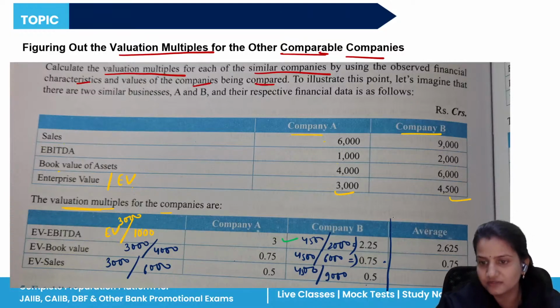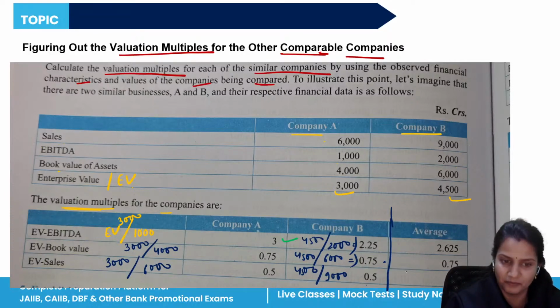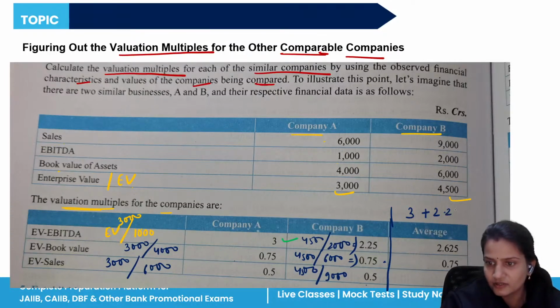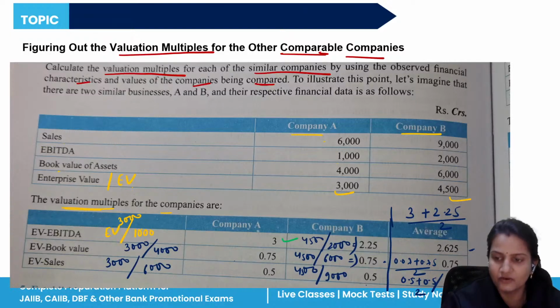Now the last step is what? How to find the average of both of the companies. So simply what we do is, we don't add, we have to find the average. That means we have to sum up and divide by the number of companies. So if you do 3 plus 2.25 divided by 2, you will get this answer. If you do 0.75 plus 0.75 divided by 2, you will get this answer. 0.5 plus 0.5 divided by 2, you will get what? 0.5 as the answer. Am I clear?